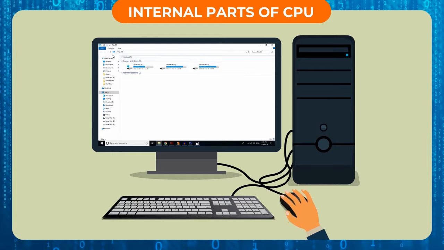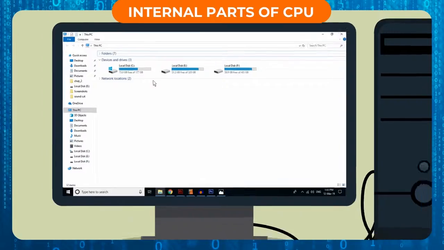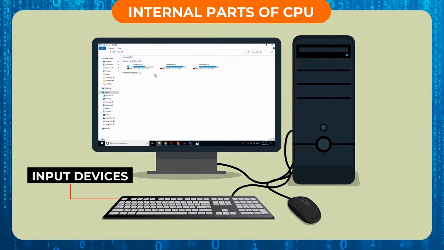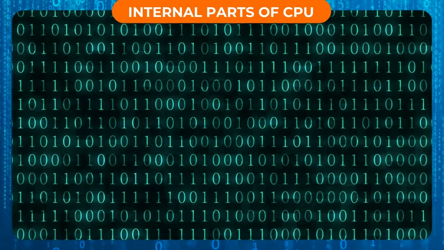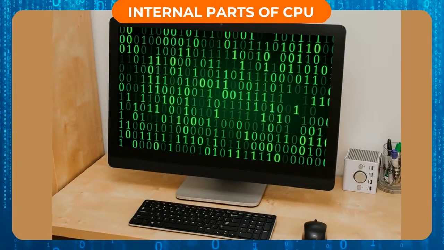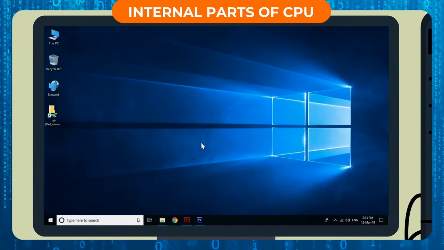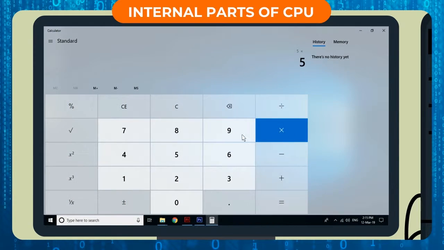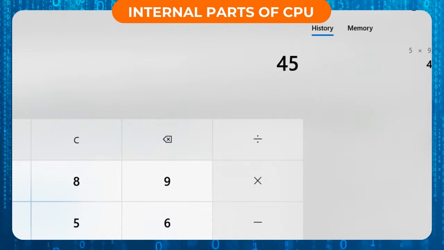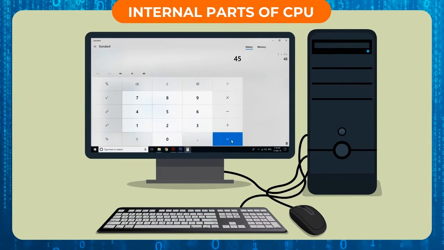Fetching the data. The data is fetched by the control unit from various input devices. Decoding the data. The data fetched is then decoded into machine language which the computer understands. Execution. During this step, the instructions are carried out on the data. Give back results. The results of the whole process in the form of output are delivered to the user.